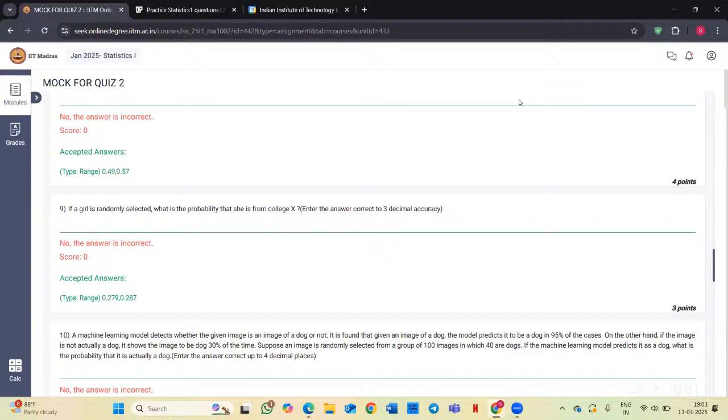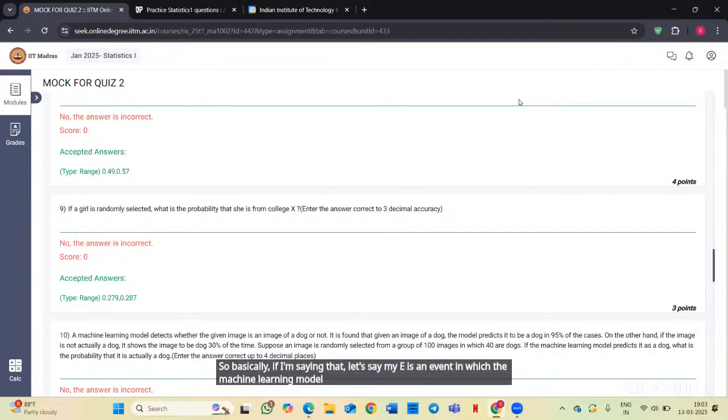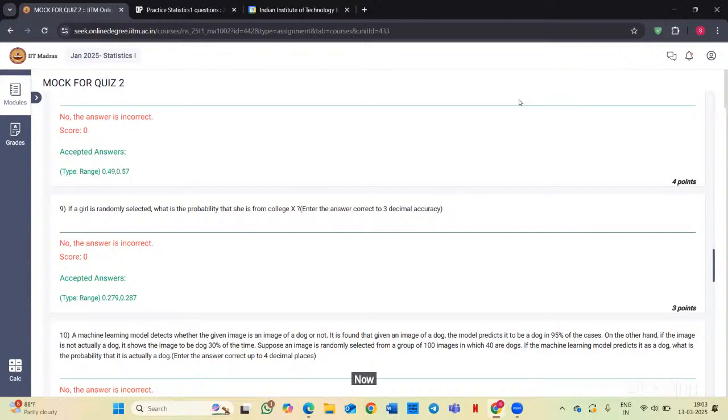So basically, let's say E is an event in which the machine learning model predicts the image to be a dog. And F is an event in which the image is actually a dog. These are the two events. Now tell me the values once again. So probability of E equals 0.4. Probability of F equals 0.6. Correct. So the probability that the model correctly predicts E is 0.95.